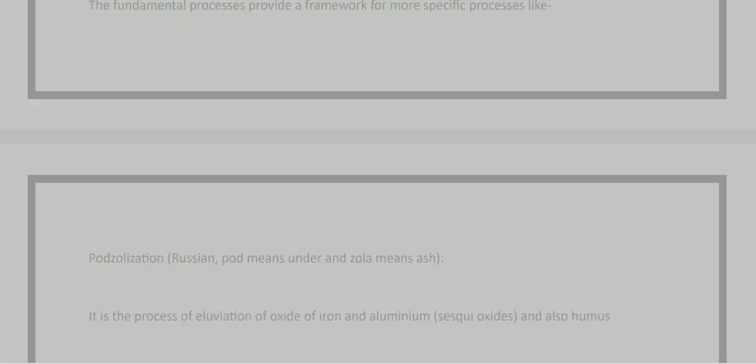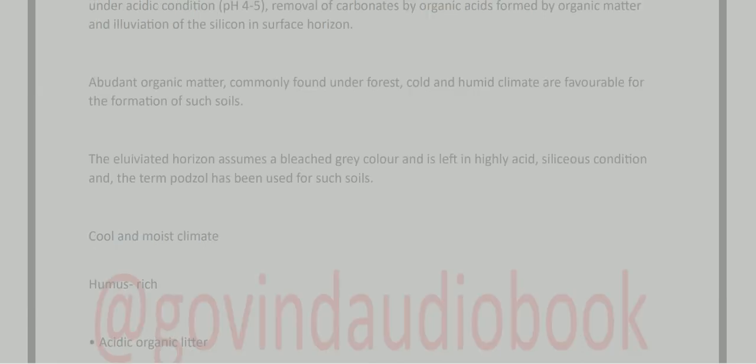B. Specific soil forming processes. The fundamental processes provide a framework for more specific processes like podzolization. Podzol is Russian: pod means under, and zola means ash. It is the process of eluviation of oxides of iron and aluminium, sesquioxides, and also humus under acidic conditions, pH 4 to 5, with removal of carbonates by organic acids formed by organic matter, and eluviation of the silicon in the surface horizon. Abundant organic matter, commonly found under forest, and a cold and humid climate are favorable for the formation of such soils. The eluviated horizon assumes a bleached gray color and is left in a highly acid, siliceous condition, and the term podzol has been used for such soils.